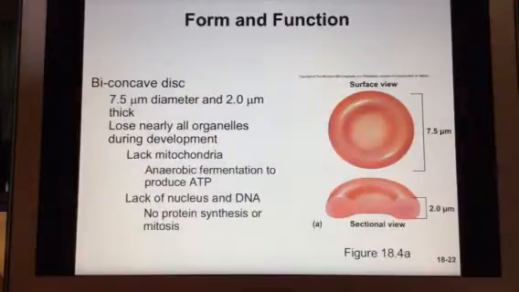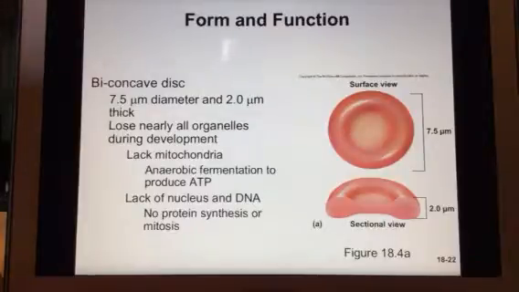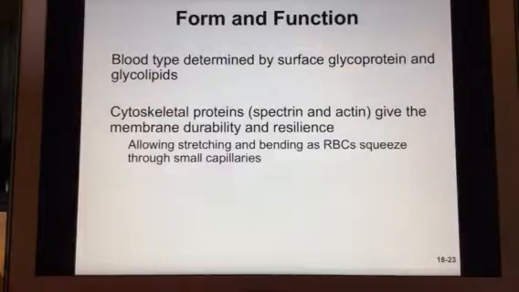So there's the red blood cell up close. They're very tiny, only 7.5 micrometers in diameter and 2 thick. They lose nearly all of their organelles during development, so when you look at it, it's not going to look like a normal cell. You won't see a nucleus, you won't see any mitochondria, but we will talk about what is included on that cell and how that works towards its function.